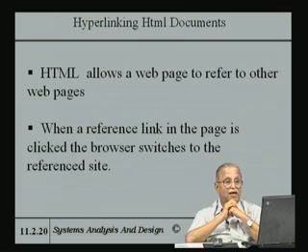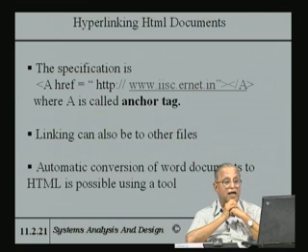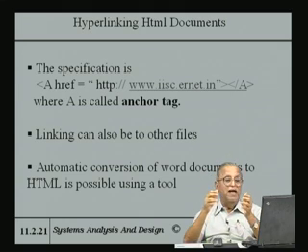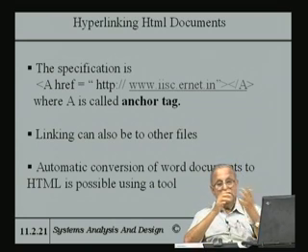HTML allows a web page to refer to other web pages. When the reference link in that page is clicked, the browser switches to the reference site. A is the anchor tag, and if you click that, it will get to that web page given by www.iisc.ernet.in. Linking can also be to other files. That is, in this case, for a web page, it can be to a file also. Automatic conversion of web documents to HTML is possible. In other words, it is possible today to do that. And there are lots of shortcomings of HTML, which we'll look at in great detail, and the next successor called XML, which we'll talk about in the next lecture.